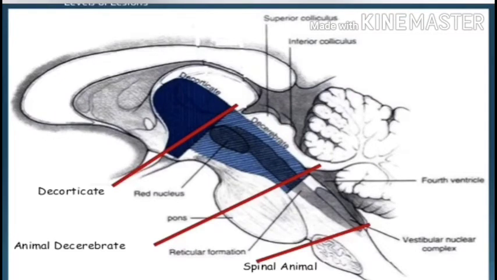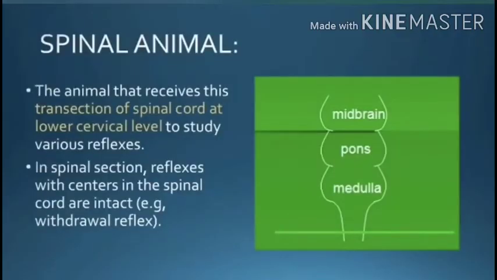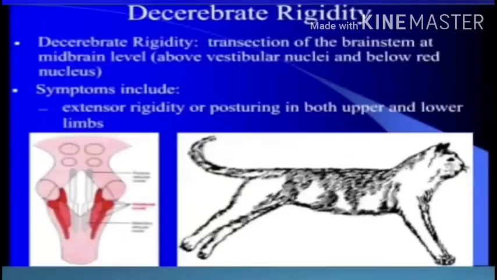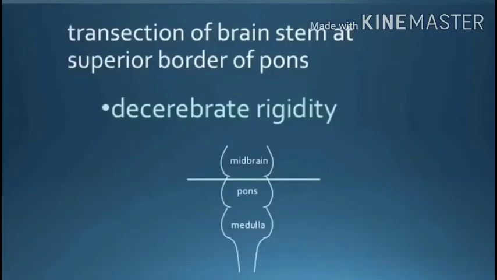Now let's come to decerebrate rigidity. A section is made between the superior and the inferior colliculus. You can see the animal, all four limbs are extended. Why is it like that? We have made a section between the superior and the inferior colliculus. So what has happened?